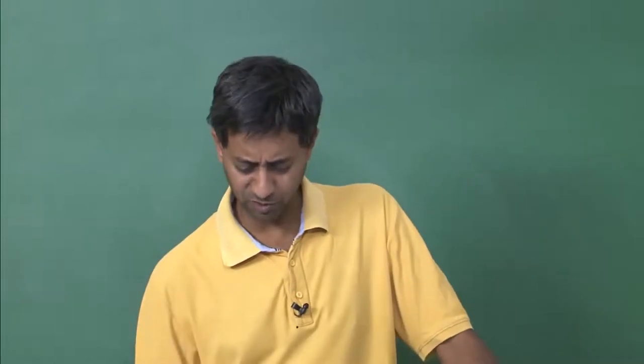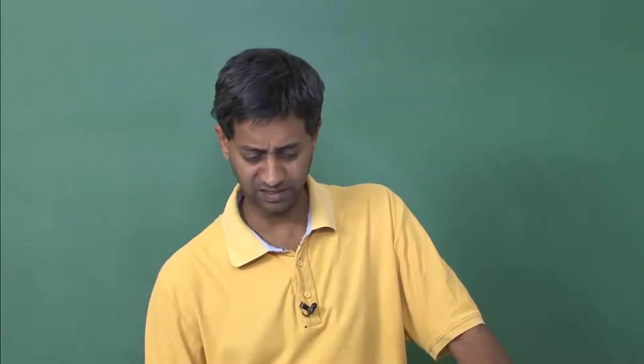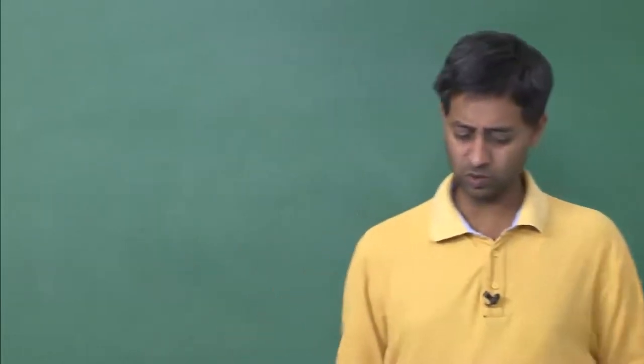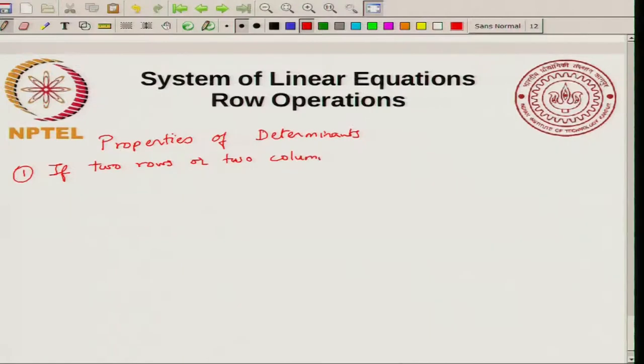Okay. Now, a few more things about determinants. And then we will stop this discussion. There are properties of determinants. I'll just list them and you can show them easily. Okay. So the first one is that if two rows or two columns of a matrix are identical, the determinant is 0.